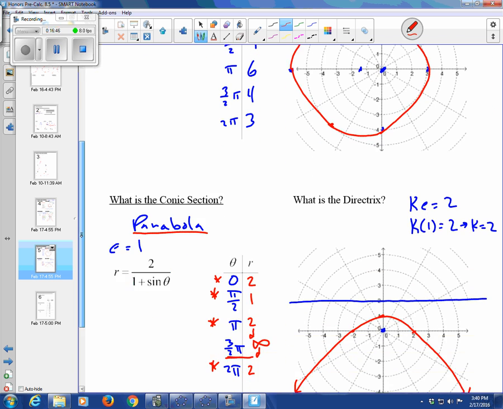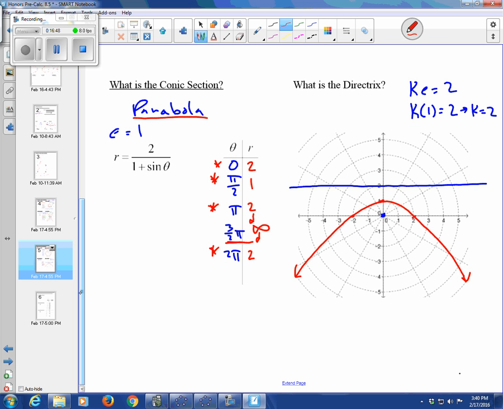ellipse. For the parabola right here, we can see with an eccentricity of 1, this is obviously going to be a parabola. We can determine the directrix by taking the numerator, setting it equal to ke. We know the eccentricity is 1, so that gives us a k value of 2. And right here we can say then that the directrix is going to be y equals 2, which we can graph right here.